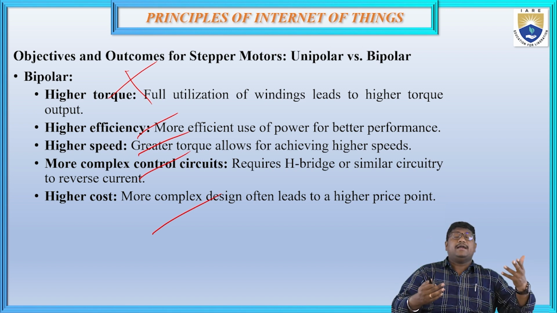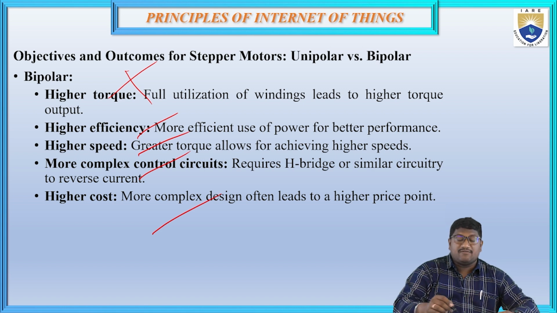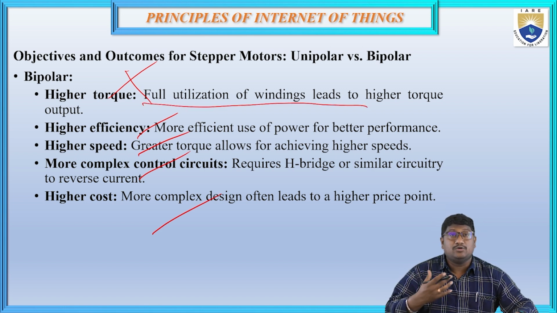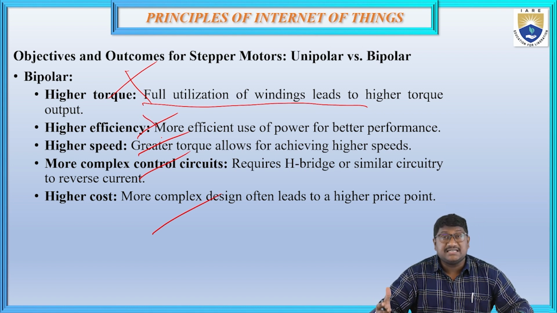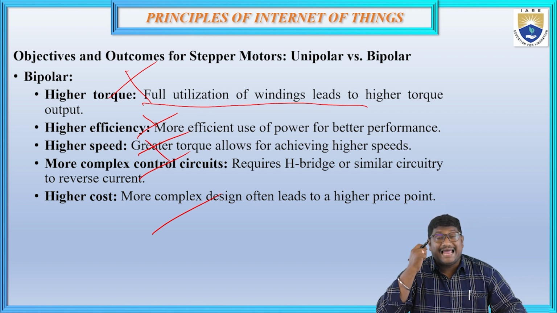Coming to the first point achieved using this bipolar stepper motor, higher torque. Why? Because we are fully utilizing the windings, which leads to high torque output. The second one is higher efficiency, more efficient usage of power for better performance compared to unipolar. And coming to high speed, great torque allows for achieving high speeds.